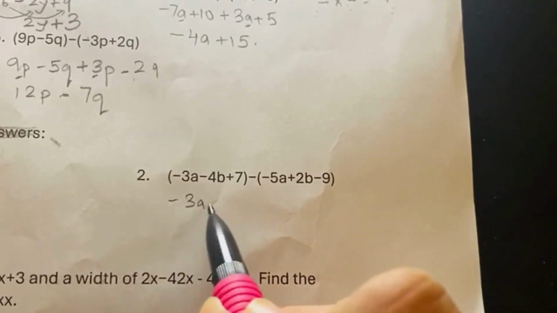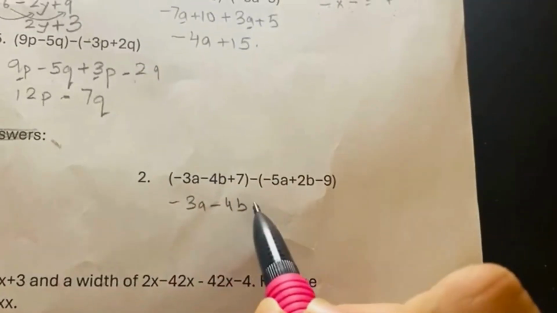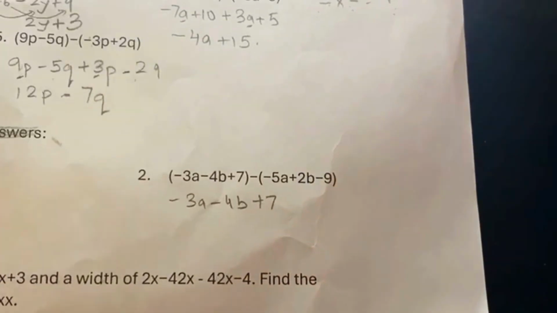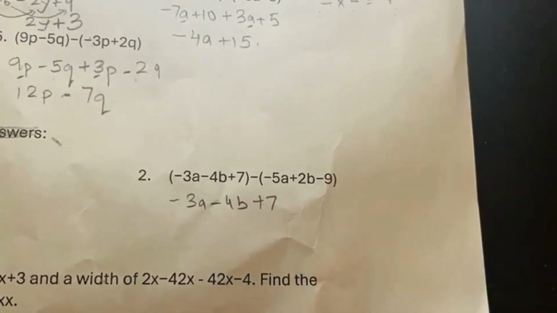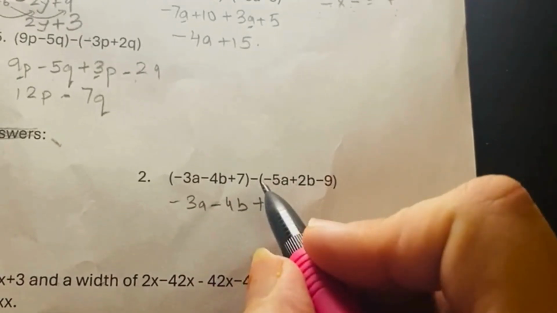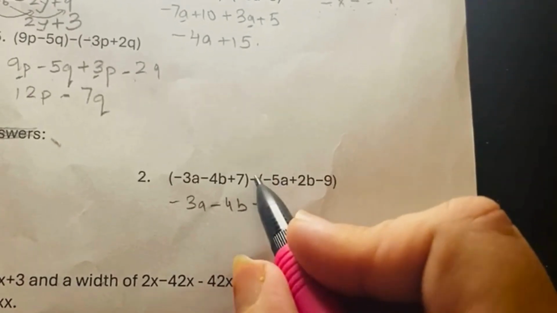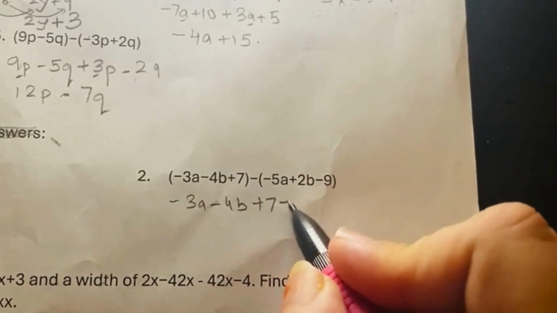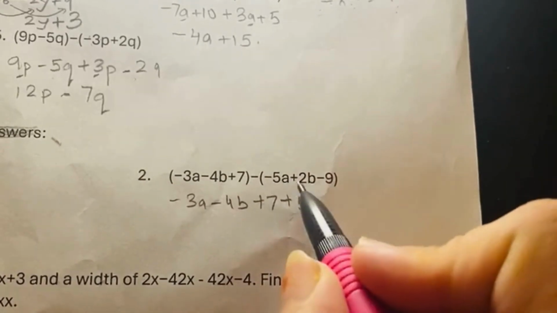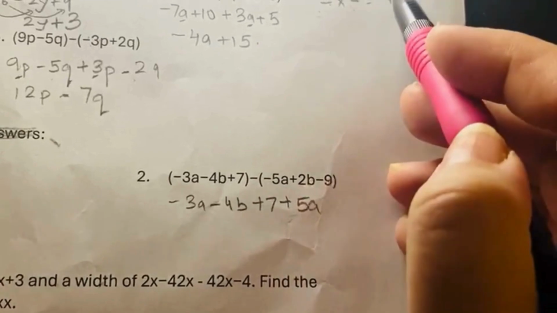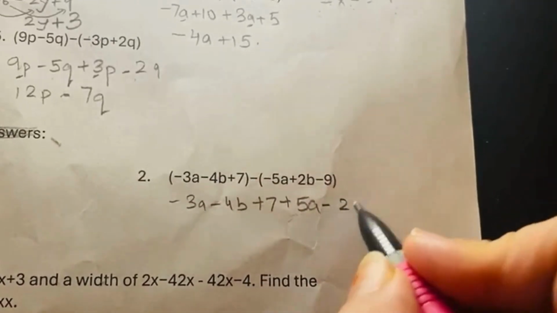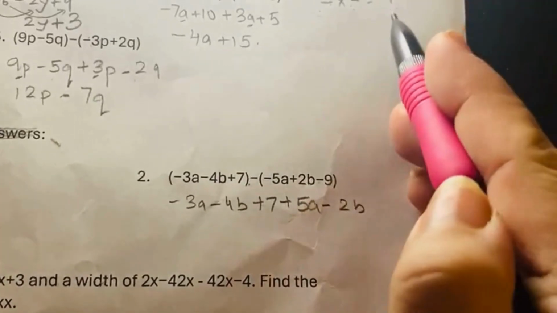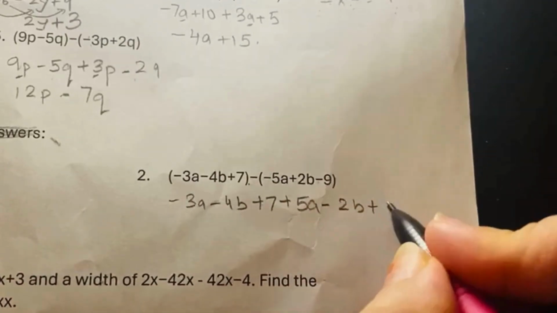Minus 3a minus 4b plus 7. Now this is the negative outside, so let's start changing the sign. Minus minus cancel, it will be plus 5a. Negative positive is negative, negative 2b. Negative negative is positive, so positive 9.